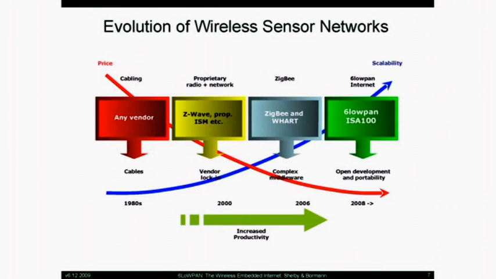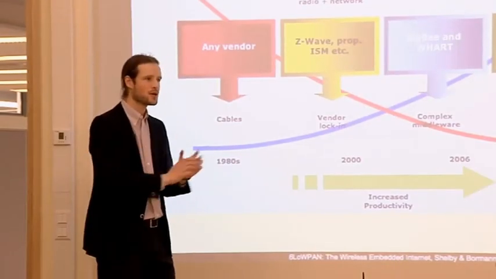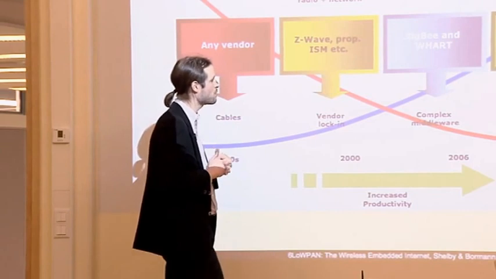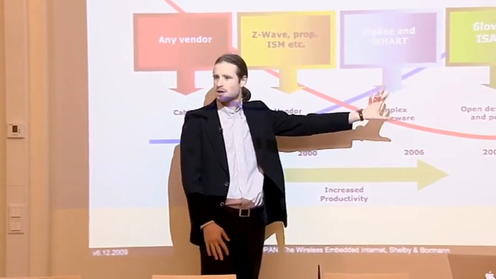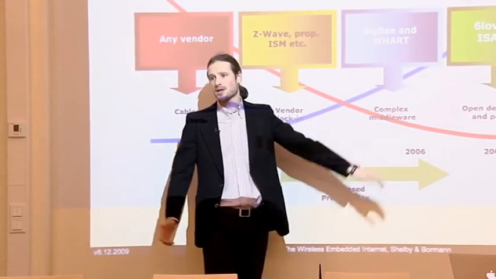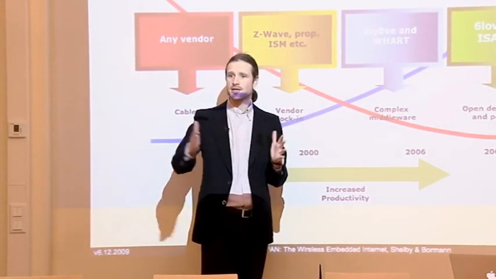In the early 2000s, we had the IEEE 802.15.4 standard, and we had something called Zigbee. This was a big breakthrough because it was the first time we had a wireless standard that we can use. It turns out that Zigbee wasn't the best solution either because, again, we had a lot of complex middleware, we had real problems with scalability, and we had problems with standardization. So things didn't stay standard for long enough.